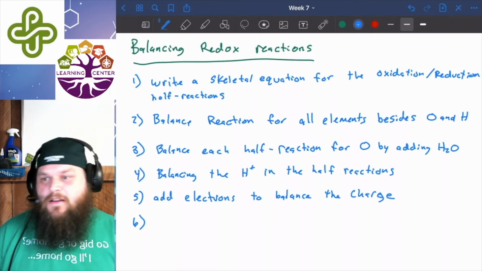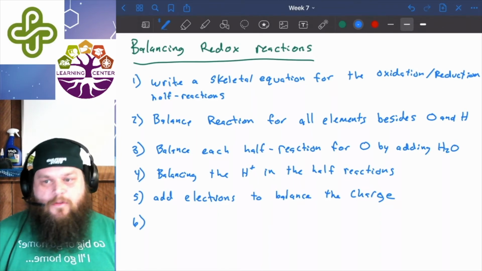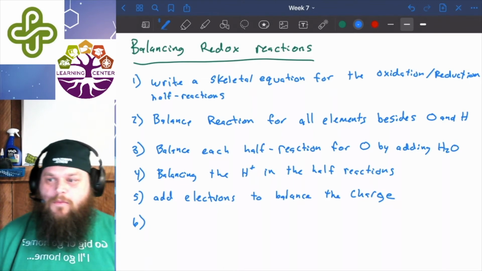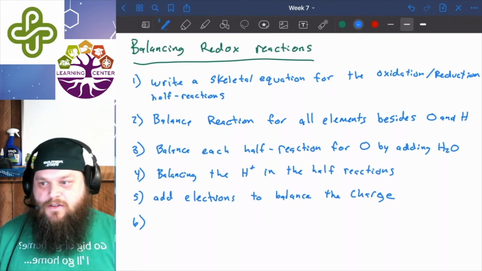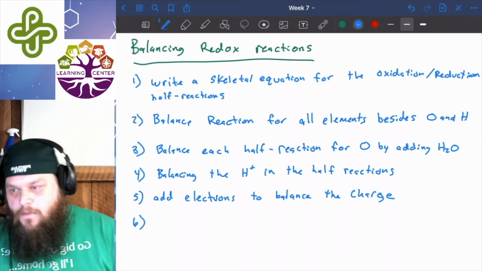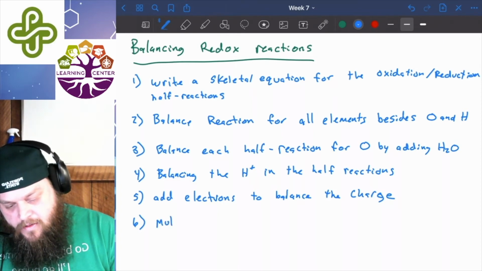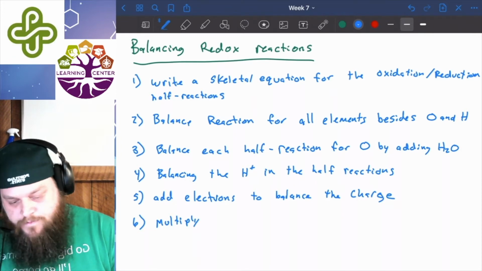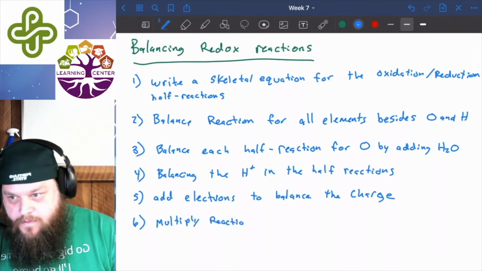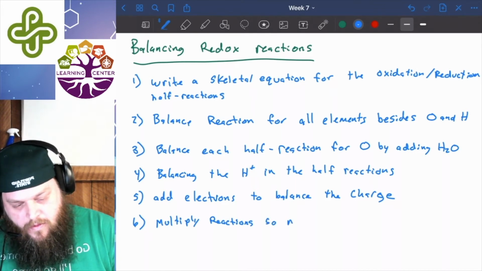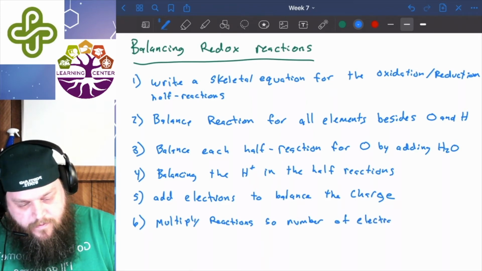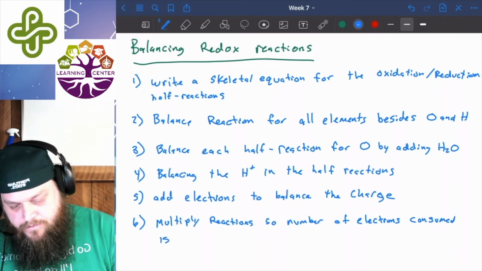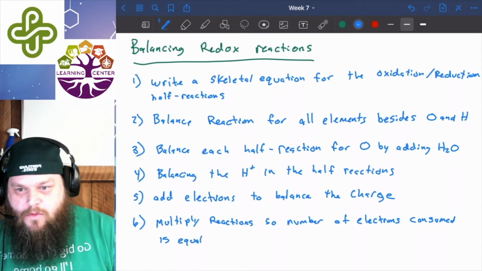So the sixth step is to multiply one or both of those half reactions so the number of electrons consumed is equal to the number produced, because we need the same number of electrons to be consumed as produced in this whole situation.